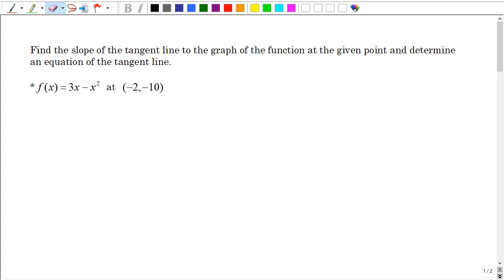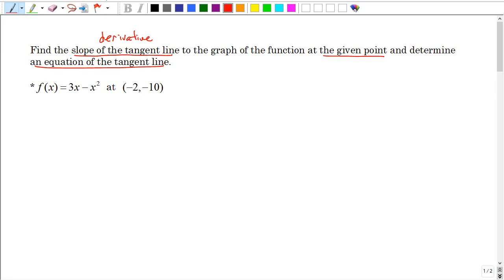We continue our discussion about the derivative with the following problems. You're going to be asked, of course, to find the slope of the tangent line. Remember, that means the derivative. And right now we're going to be using that definition of the derivative and maybe that four-step process. We're going to find the slope of the tangent line to the graph of the function at a given point and determine an equation of the tangent line.